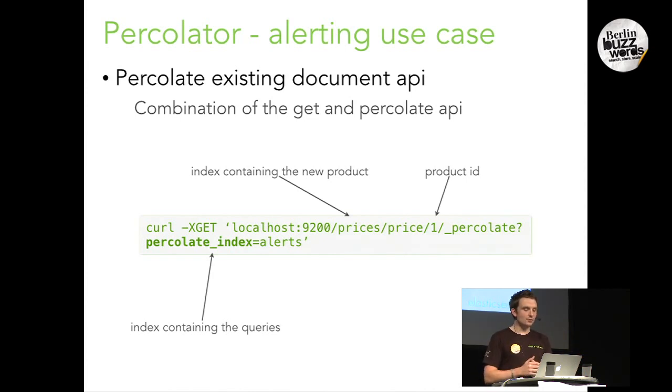So in this case, we index into the prices index with the type price and ID one. That's the first index we define, and then as the percolate index we define the alerts index, which is where the query is stored. When we run that, it will obviously also return positive, so it will tell us that it matched. But the key is that you don't need to specify the document twice. Whenever your application indexes data into Elasticsearch, you get back the response and invoke one post call to figure out if any of the saved searches or user saved queries match, without having to send the data twice. And that is effectively how in Elasticsearch you can implement the monitoring or alerting use case with the percolator.